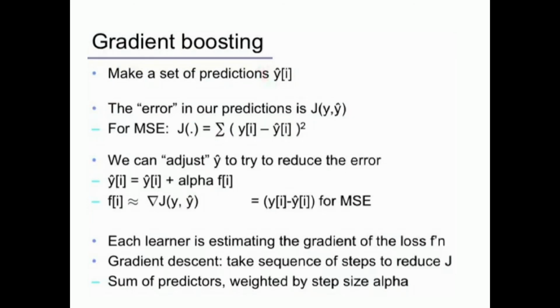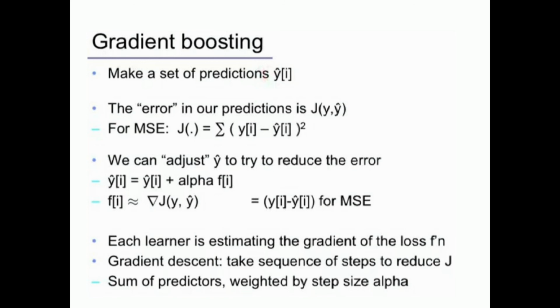In the gradient boosting algorithm, we first make a set of predictions, let's say y cap of i, and the error in our prediction is J(y, y cap), which for mean squared error is the cost function, the summation of all of the squared errors. We can adjust y cap to try to reduce the error: y cap of i is equal to y cap of i plus alpha f of i, where f of i is the negative gradient of J, which is y i minus y cap of i for mean squared error.